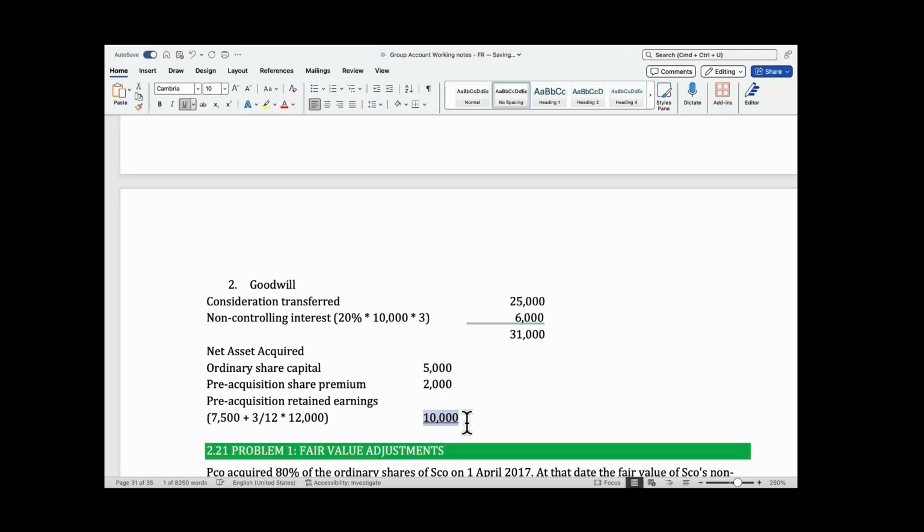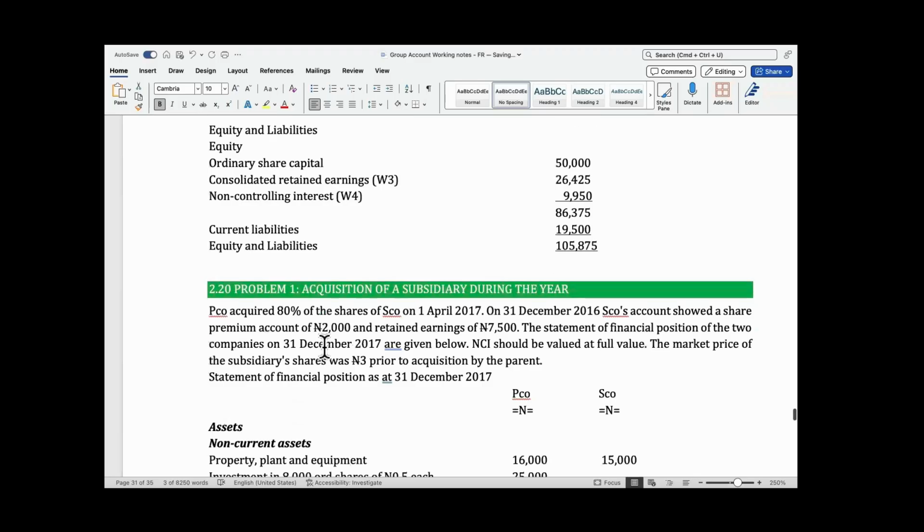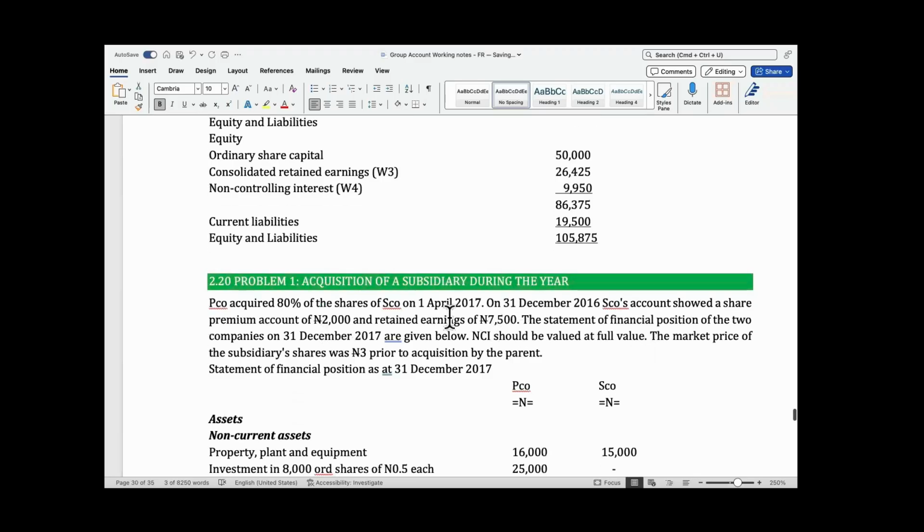And that's really the trick in this question. Don't just assume that whatever retained earnings they give you up here is totally pre. Yes, it's pre, but I need it as at this date. So in addition to this, there's still a portion of the profit for the year that is also pre, which is the 3 months in the year, January to March.